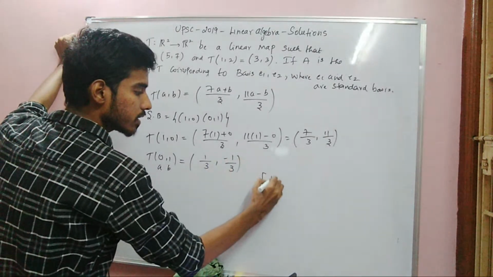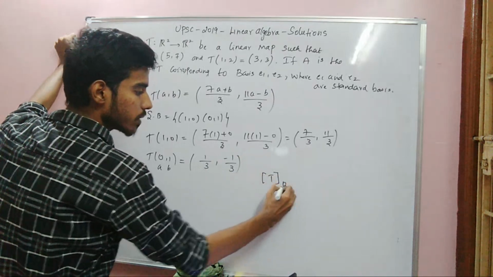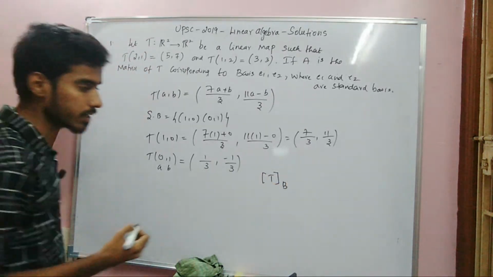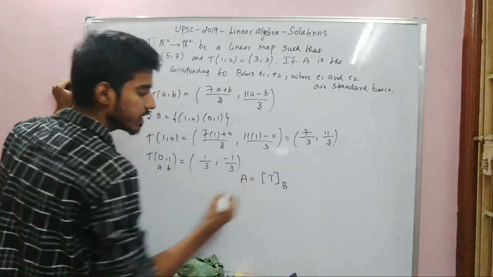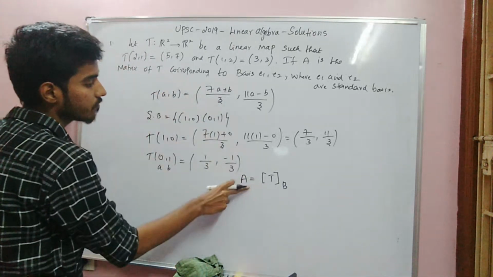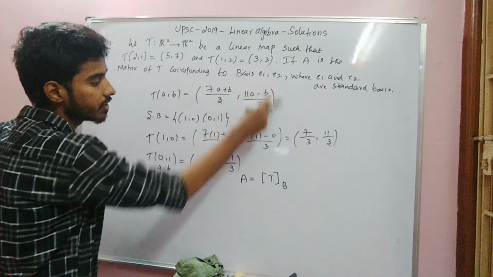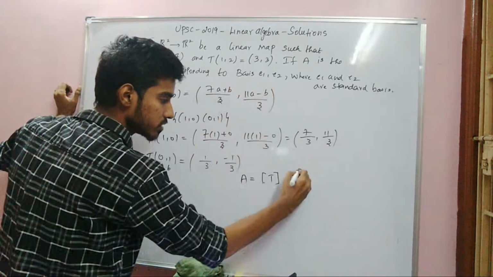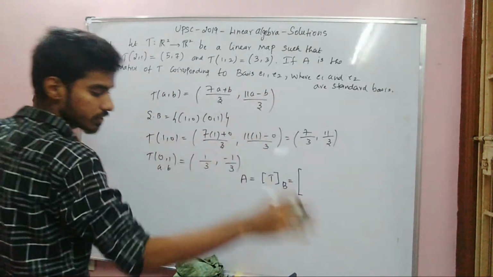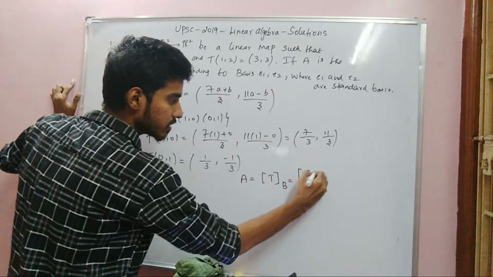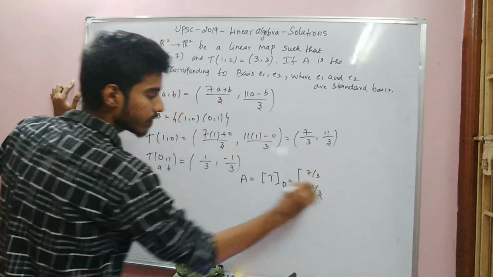Now the matrix of T with respect to the standard basis, which we call A, because A is the matrix of T corresponding to the basis E1 and E2. T of (1, 0) is (7 by 3, 11 by 3), so write that as the first column: 7 by 3, 11 by 3.